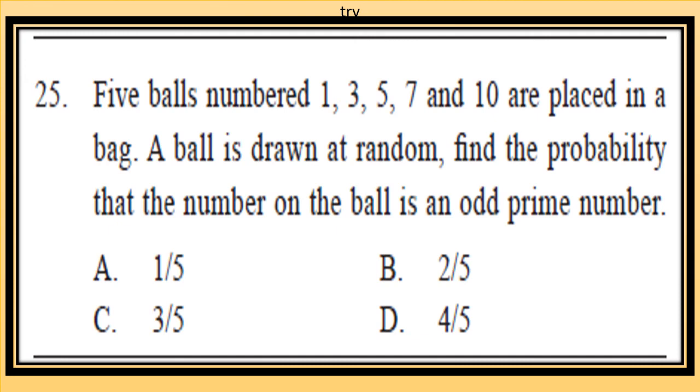Question 25. 5 balls numbered 1, 3, 5, 7 and 10 are placed in a bag. A ball is drawn at random. Find the probability that the number on the ball is an odd prime number. You have to find the probability that the number on the ball is an odd prime number. So you can try yourself or you can see the solution next.